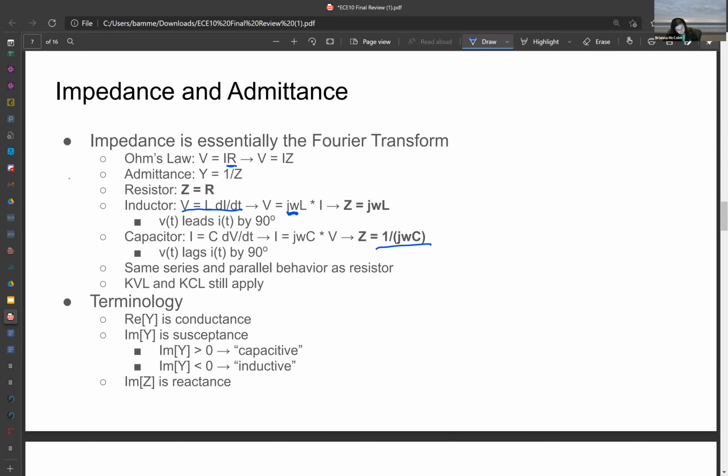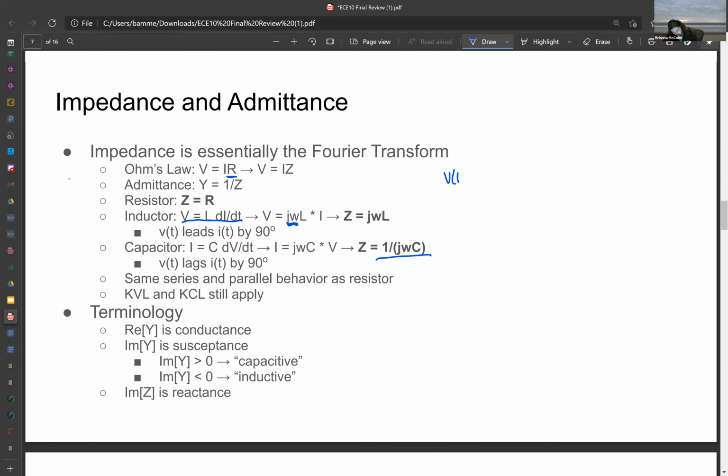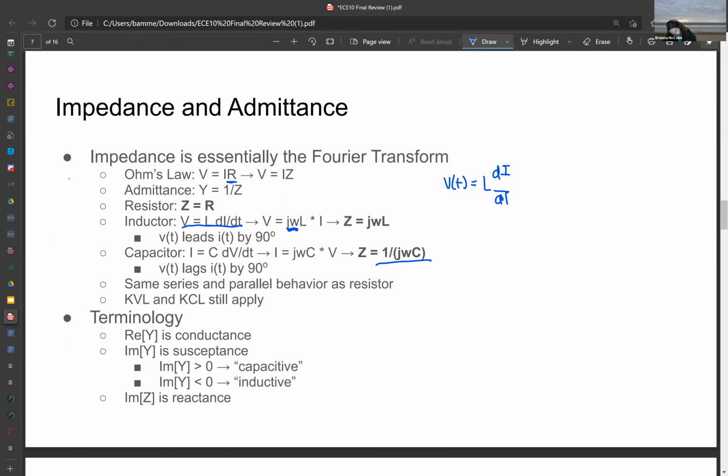So if you have v(t) equals L di dt, and then you transform this into the phasor domain, you get V equals j omega L I. So what you're going to see here when you represent this in its phasor form, let's say that V and I are both cosines, so that you have A e to the j phi and j omega L times V e to the j phi.